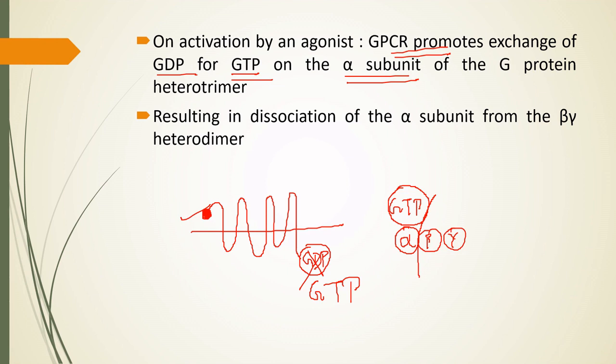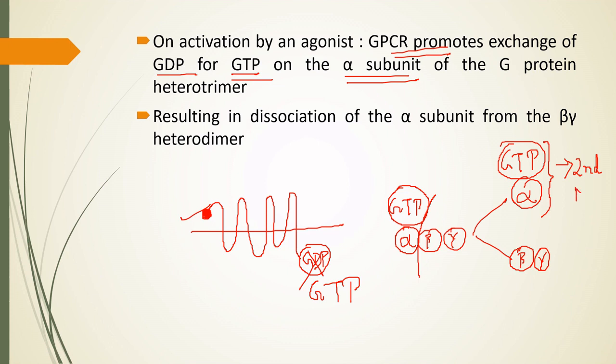So now you have got two components. One component is where you have the alpha and the GTP. The second component is where you have the beta and the gamma subunits. Now this alpha and GTP component is going to mainly activate the second messenger system and help in the signal transduction. Also the role of the beta and gamma subunits is there, that we are going to study a little bit later.